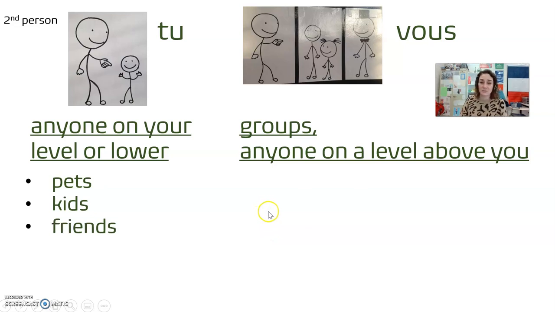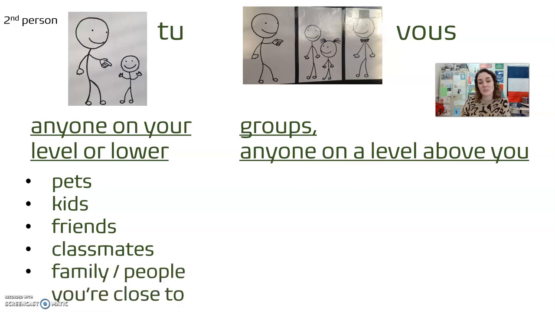Your friends are on your level. Use tu with them. Even if you're older, I would talk to my friends using tu if we spoke French to each other. Your classmates, even if you don't know them super well, you're all stuck in class together, use tu with your peers, people your age, and family and people you're close to. My mom and I are best friends. I would use tu with my mom if she spoke any French.